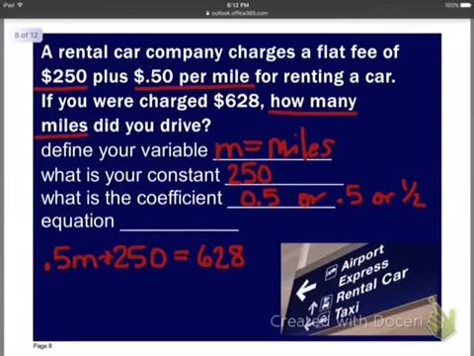It doesn't change no matter if you rent, y'all don't know what a Nova is, but if you were to rent, say, a very basic car, or if you decided to go all out and get a Ferrari, either way, it is a $250 flat fee. Your constant then is 250. Your coefficient is the charge per mile. Remember from 6th grade, that's a unit rate. And then your equation would be 0.5 m positive 250 equal to 628.